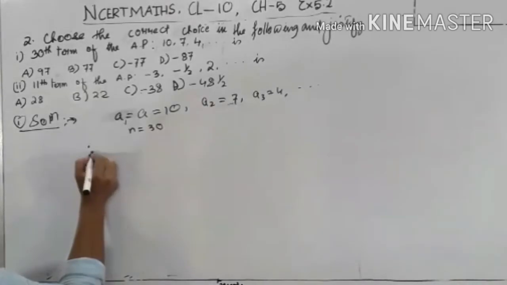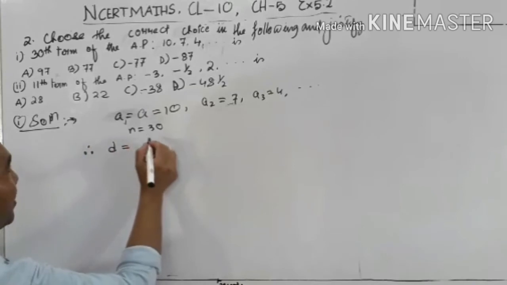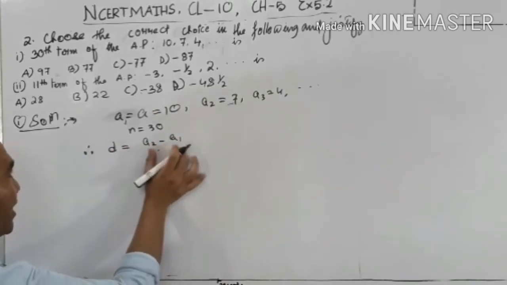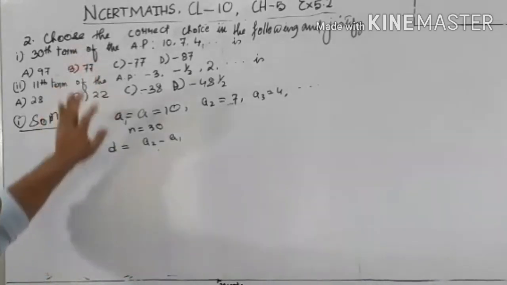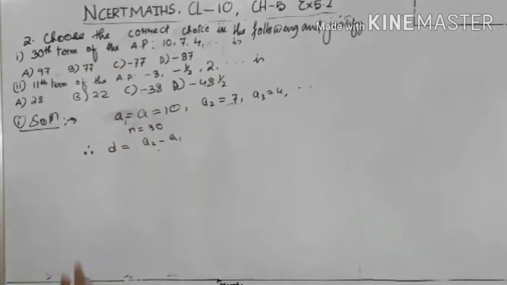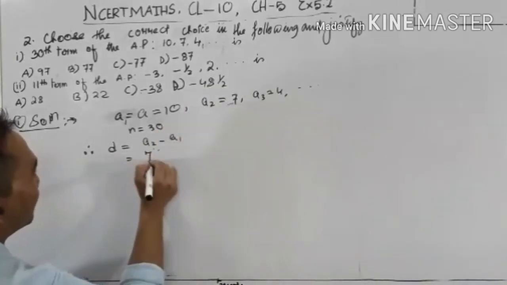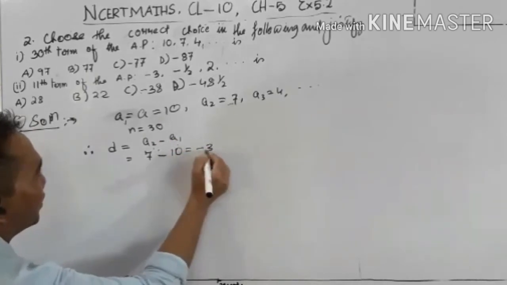So therefore, the common difference, D equals, I'm writing in short, okay? Common difference is given by A2 minus A1, right? So you just find the difference of the two consecutive terms. That is the common difference, correct? Because the question already mentions that the sequence is in AP. Therefore, D equals A2, which is 7, minus A1. A1 equals 10. So we got minus 3, right?